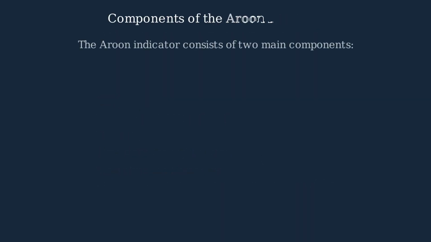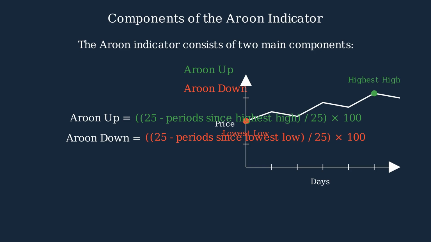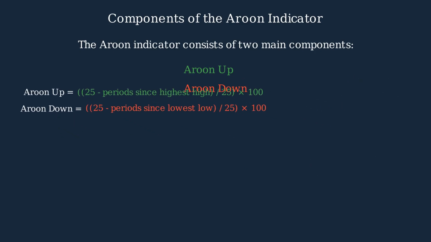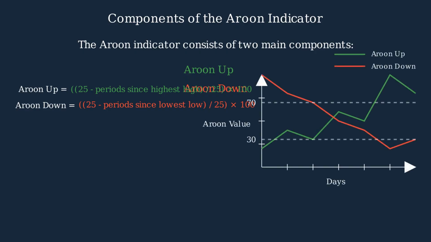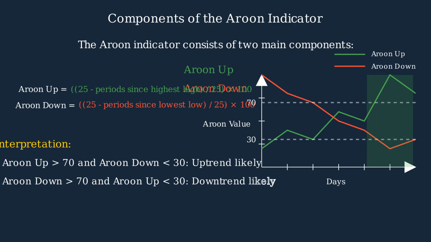The Aroon indicator consists of two main components, Aroon Up and Aroon Down. Aroon Up measures the number of periods since the highest high within the look-back period, typically 25 days. Aroon Down measures the number of periods since the lowest low within the same look-back period. Both values are converted to percentages between 0 and 100. When Aroon Up is high, above 70, and Aroon Down is low, below 30, an uptrend is likely in progress. Conversely, when Aroon Down is high and Aroon Up is low, a downtrend may be occurring.